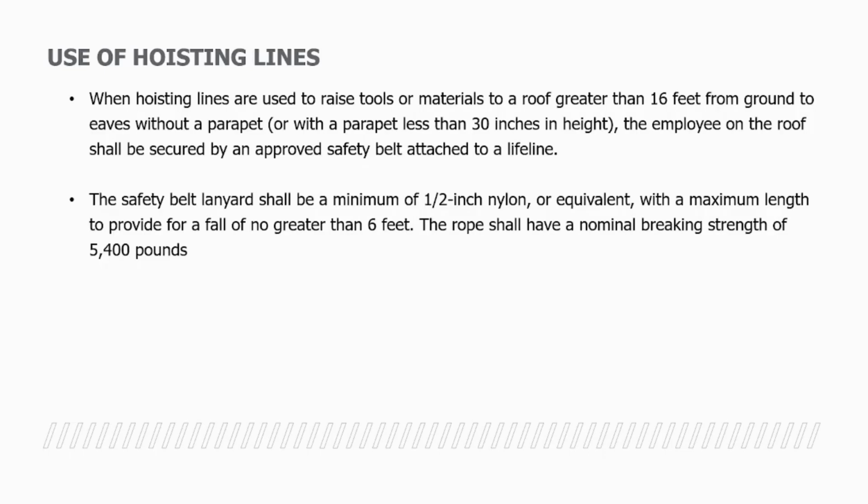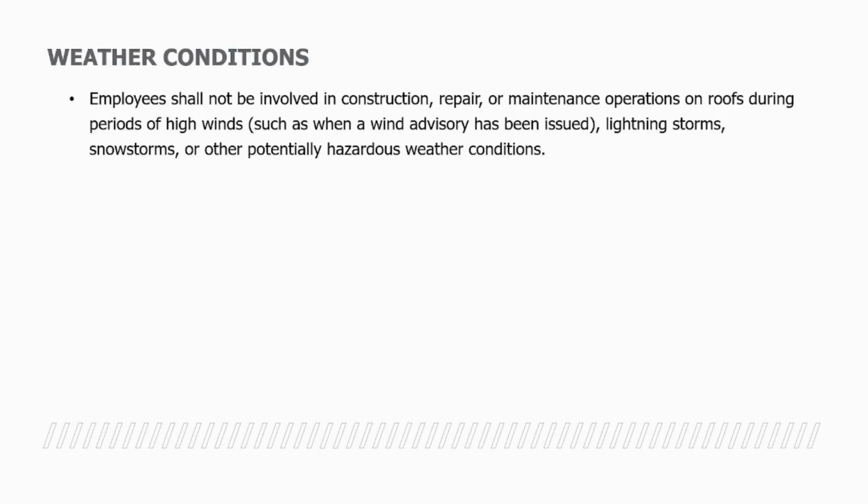A safety belt lanyard shall have a minimum of a ½ inch nylon or equivalent, with a maximum strength to provide for a fall of no greater than 6 feet. The rope shall have a nominal breaking strength of 5,400 pounds. Those were the hoisting lines.